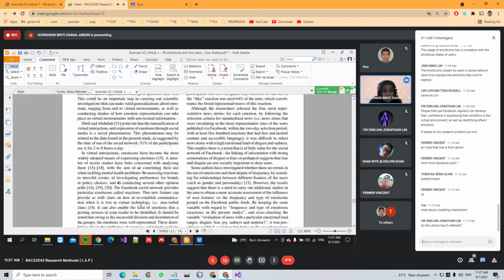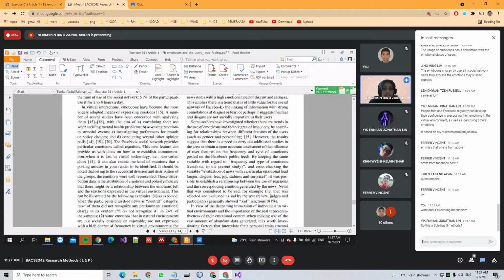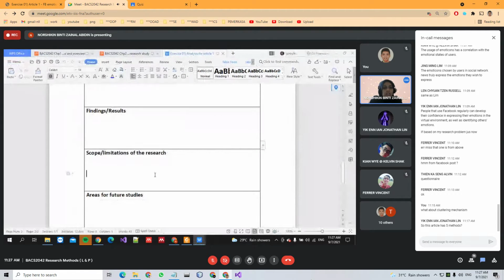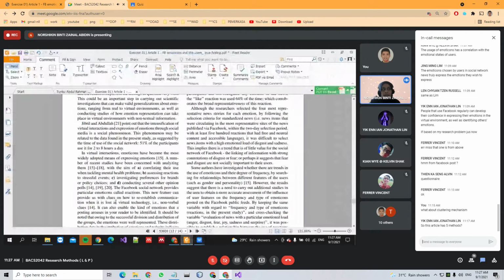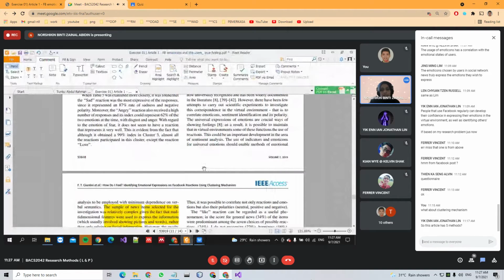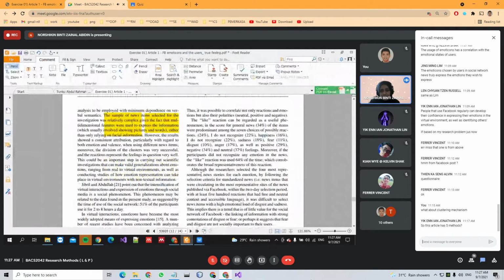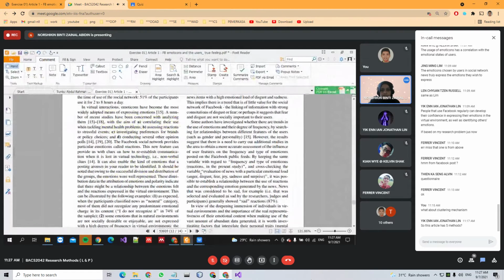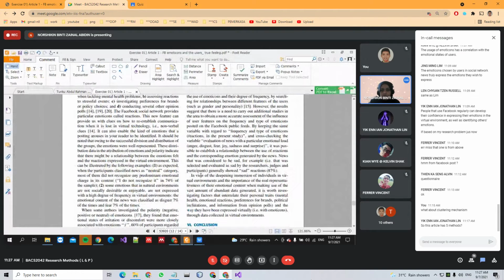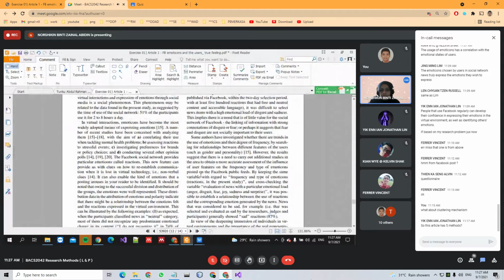I think there are a few here, but for this part, you need to scope limitation of the research is something that they want to improve. So I think from this part, scope or any limitation or any problem you can find in discussion part. So for this part, I think you guys can read this part later, and then you can identify.